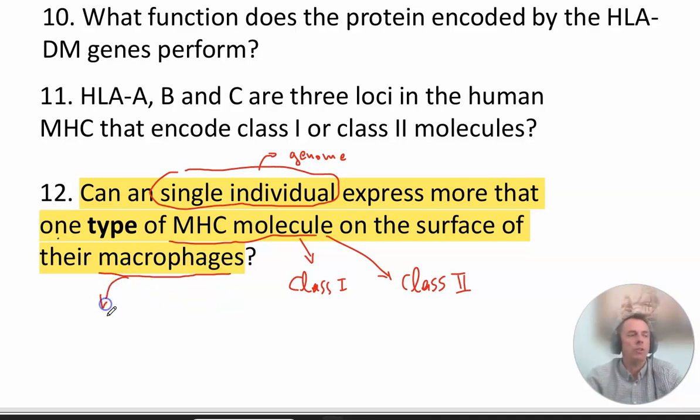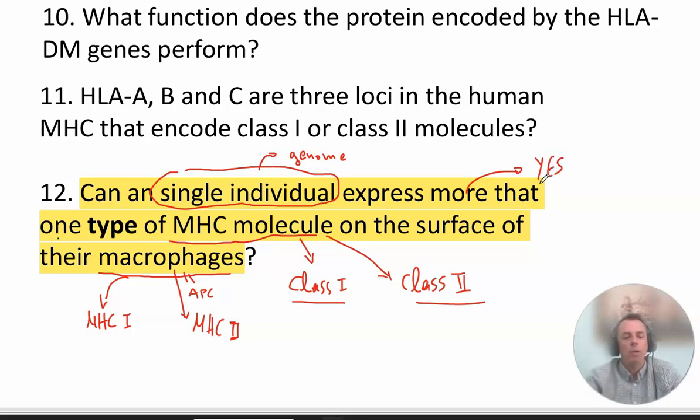Now, the macrophages, we know that, as all nucleated cells, express MHC class 1 molecules, but because they are also antigen presenting cells, they express MHC class 2 molecules. So yes, our answer would be both for class 1 and class 2 MHC molecules. Now, the answer might seem very obvious. Do they express more than one type of MHC class 1 and class 2 molecules? Yes, they express more than one type.